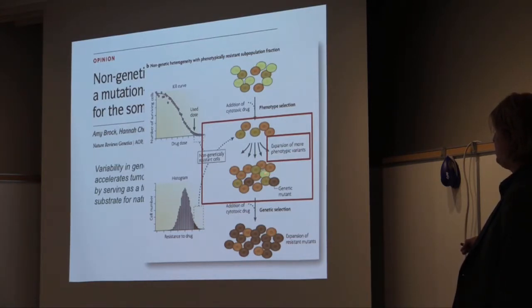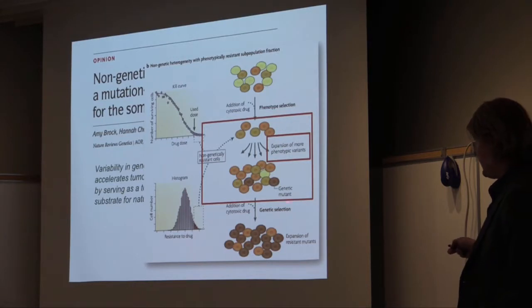Some of the cells will now have low gene expression. Some of them will be maintained above the threshold. And in this case, when we talk about cancer, one of the ideas is that this initial selection gives cells a high probability and time to acquire a genetic mutation that will confer a permanent drug resistance. That is then proceeded through genetic selection.